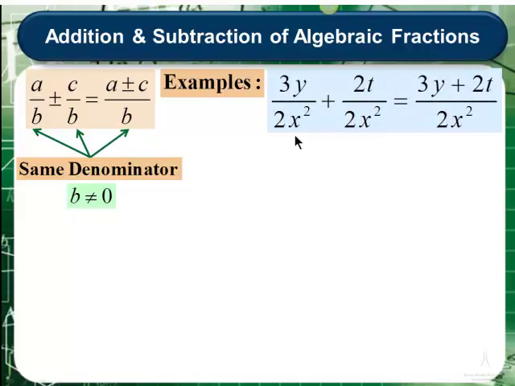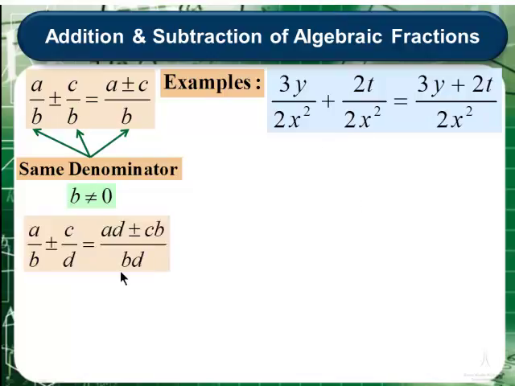Say we have the sum of the two algebraic fractions, both with the denominator 2x squared. All that we have to do is to add the numerators together, in this case to have our single algebraic fraction as the sum of the two that we started out with.